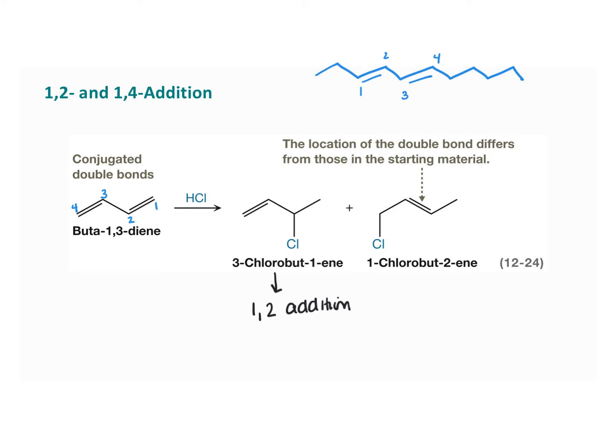The other product is called the 1,4 addition product. So this is the 1,4 addition, right? The hydrogen and the chlorine added to the diene are separated by 4 carbons here. And we're going to see in the mechanism why this is called the 1,4. But basically, the hydrogen adds to the 1 carbon, and then the chlorine adds to the 4 carbon, okay? And that's why it's a 1,4 addition.